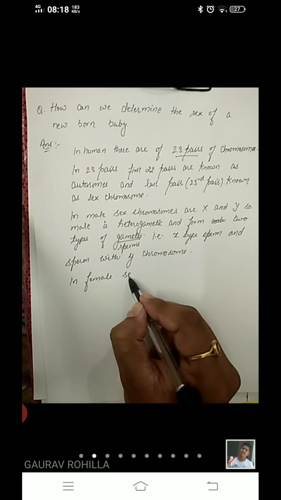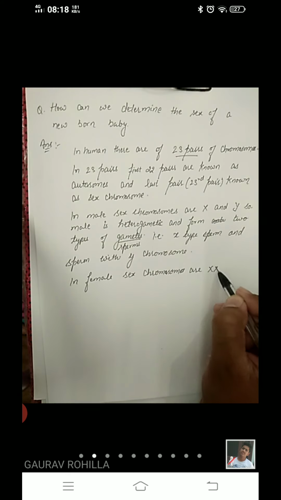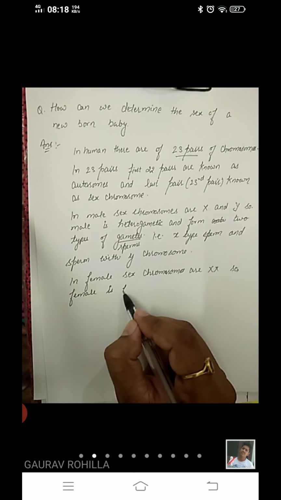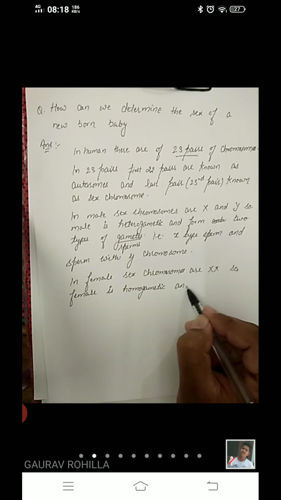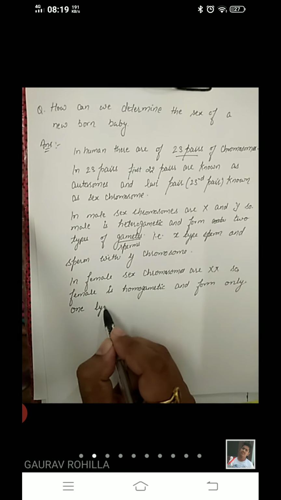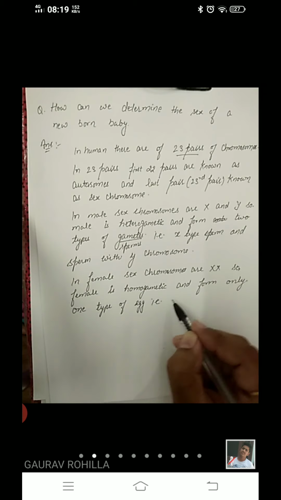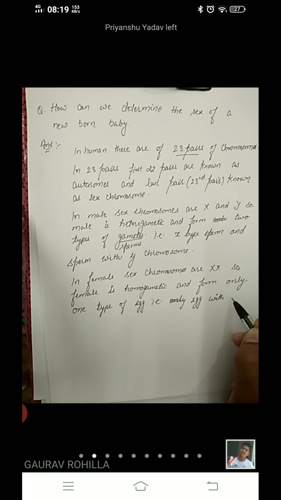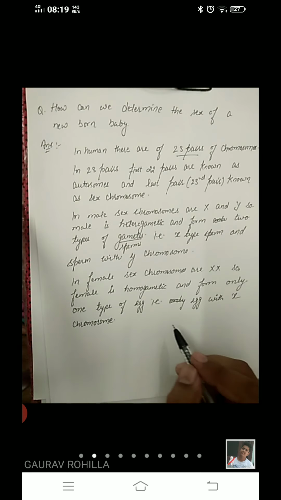In female, sex chromosomes are XX. So female is homogametic, and forms only one type of egg, that is, egg with X chromosome.